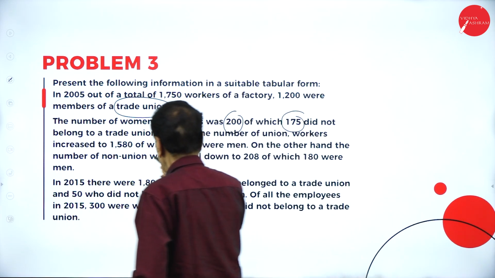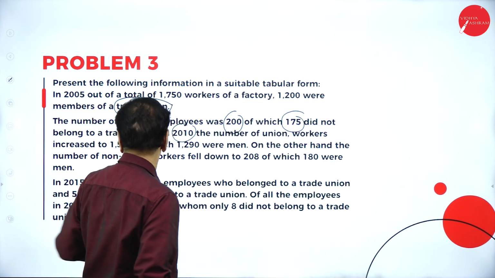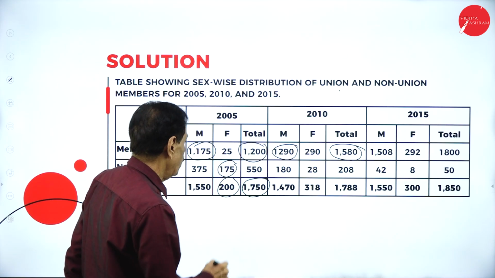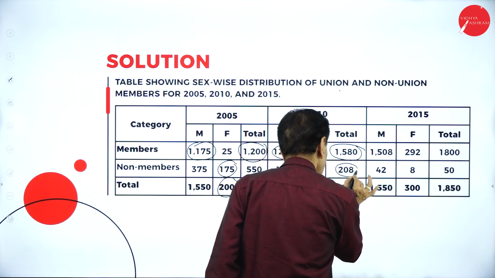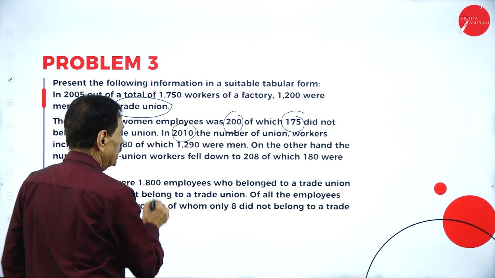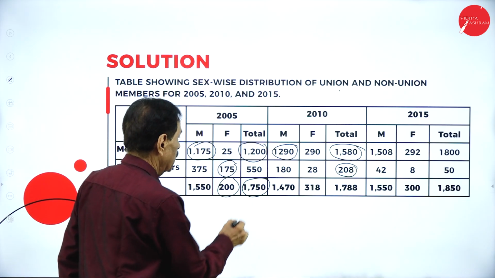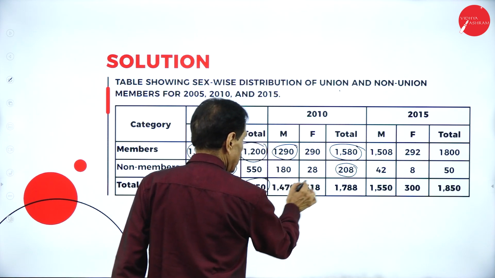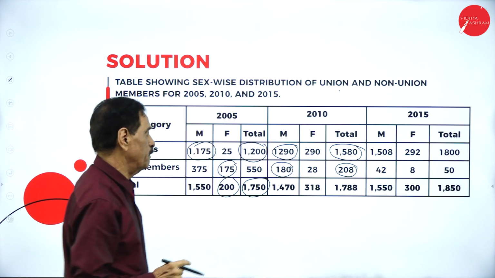On the other hand, the number of non-union workers fell down to 208, of which 180 were men. Out of 208 here, 180 were men. The remaining 28 go to female.